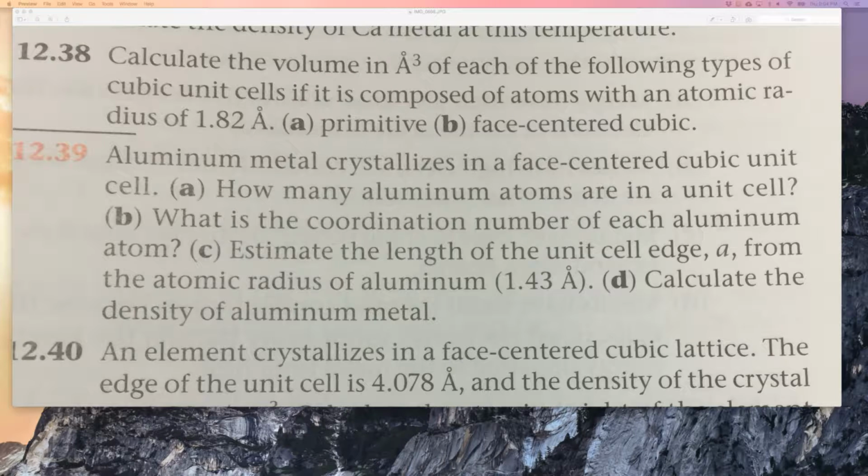We're still on solids, looking at another example of a metal unit cell problem. In this particular example from the text, it says that aluminum metal crystallizes in a face-centered cubic unit cell. A: How many atoms are in a unit cell? B: What is the coordination number of each aluminum atom? C: Estimate the length of the unit cell edge, a, from the atomic radius of aluminum, which is 1.43 angstroms. D: From that, determine the density. So we've got to do a couple of things here.